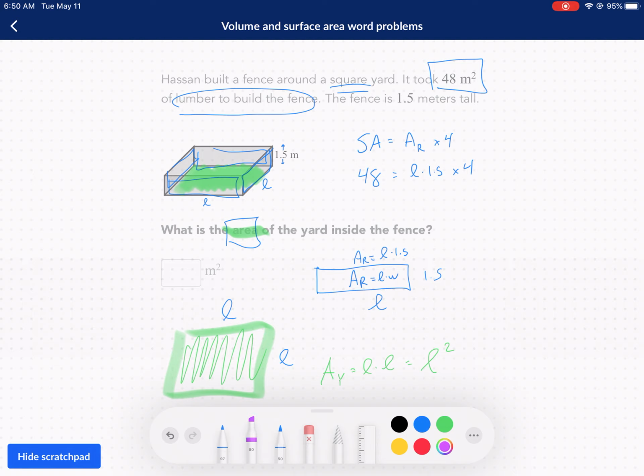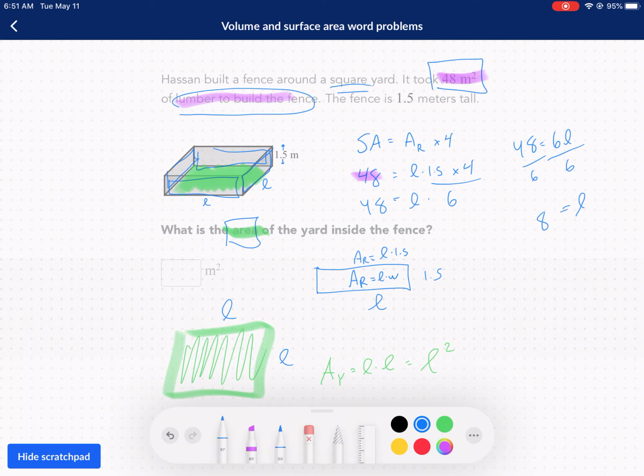Okay, and I'll highlight that just so you can see it. That's 48, so that's why that's 48. Lumber to build the fence, surface area. Okay, what I'm going to do here is multiply 4 times 1.5. That's essentially taking half of 4 and adding it on, so that's 6. So 6L equals 48. So 48 equals 6L. We divide by 6 to get L by itself, and we get L equals 8.